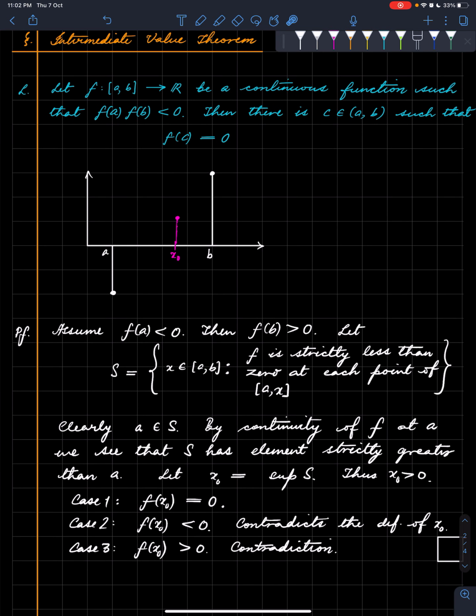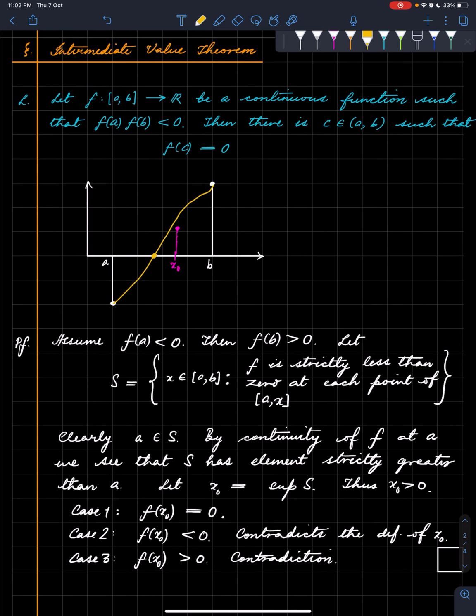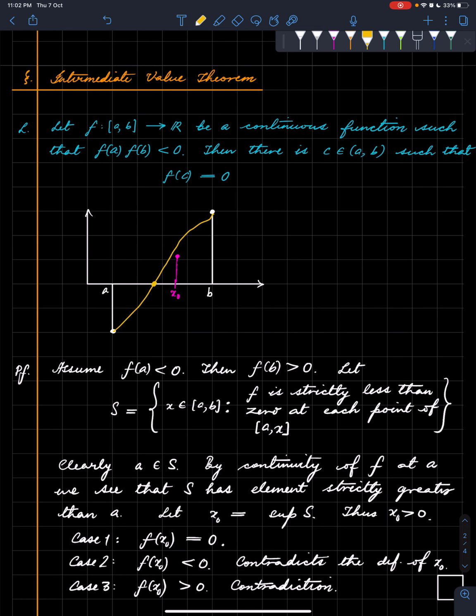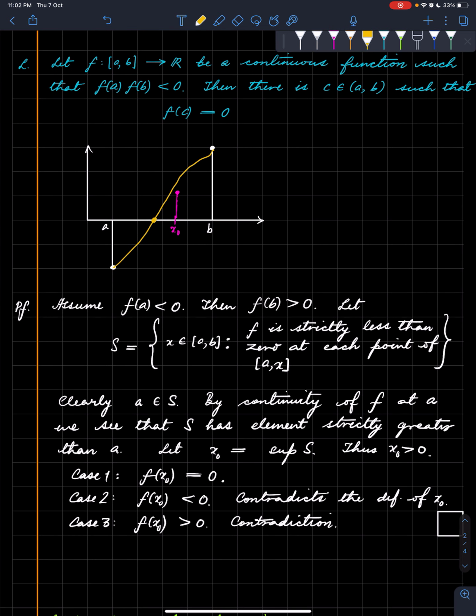So fine, the conclusion is that at some point the function needs to hit the x-axis, and that's where it vanishes. Great, this is also called the intermediate value theorem, but let me state another version of it.